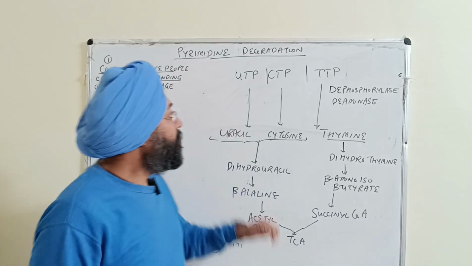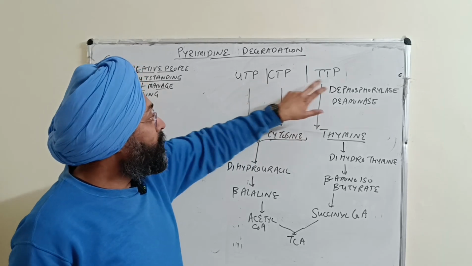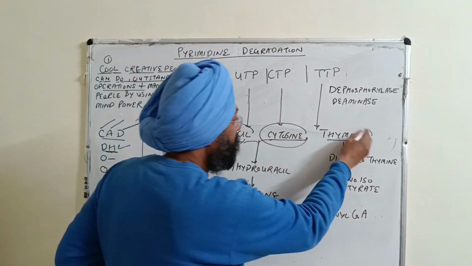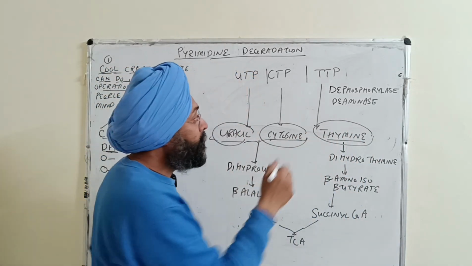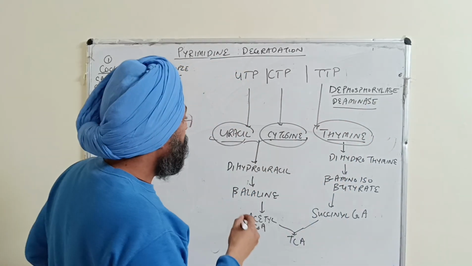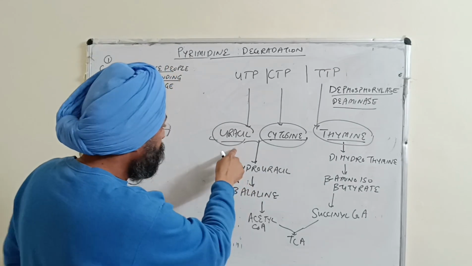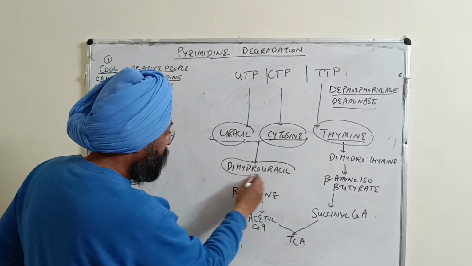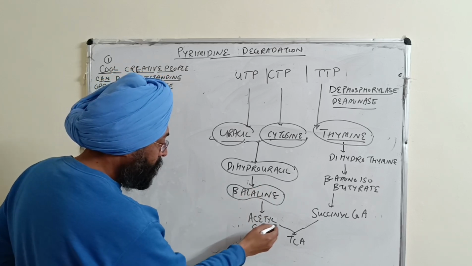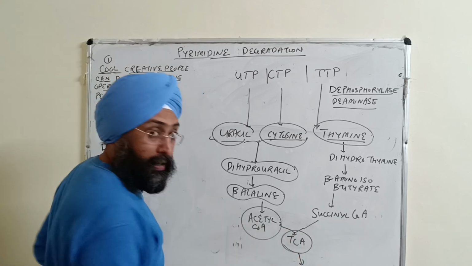Now to start with degradation, we have UTP, CTP, and thymidine triphosphate, right? These triphosphates correspond to uracil, cytosine, and thymine, right? So we remove the phosphates by dephosphorylase reaction and amino groups by deaminase reaction, and finally we're getting uracil and cytosine and thymine, right? For further breakdown, uracil is converted to dihydrouracil, then to beta alanine, and beta alanine is converted to acetyl CoA, and acetyl CoA can enter the TCA cycle and be further metabolized, right?